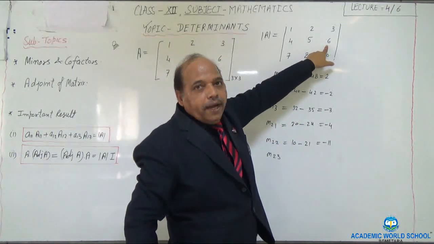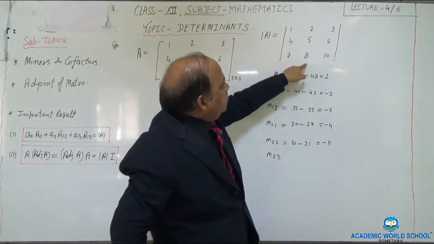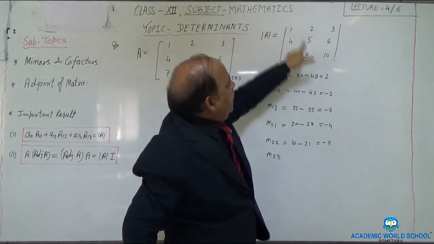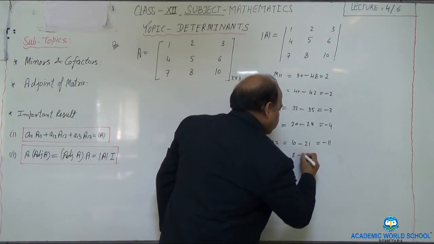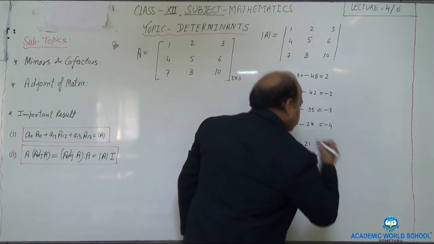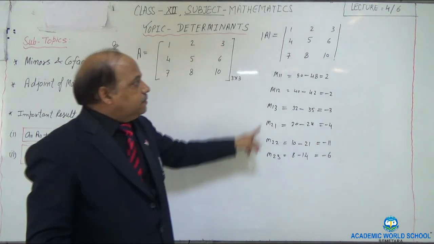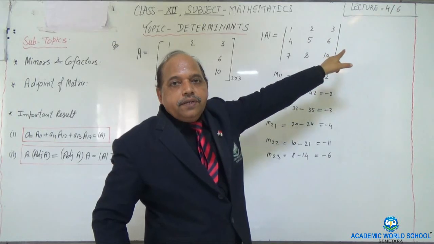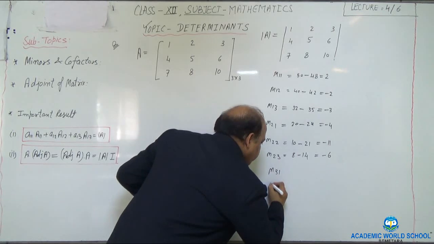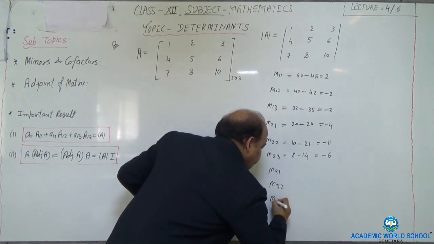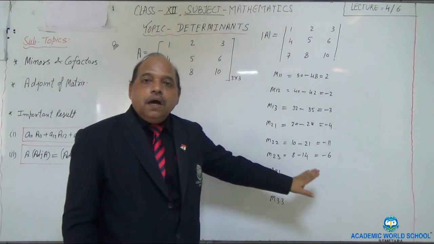Now find out the minor of this 6. What will that be? Leave this column, leave this row. So what is left? 1, 2, 7, 8. 8 times 1 is 8 minus 14. So this gives you 8 minus 14, which is equal to minus 6. We have calculated minors of all elements belonging to the second row. Now we will calculate M31, M32, M33, all elements which belong to the third row.